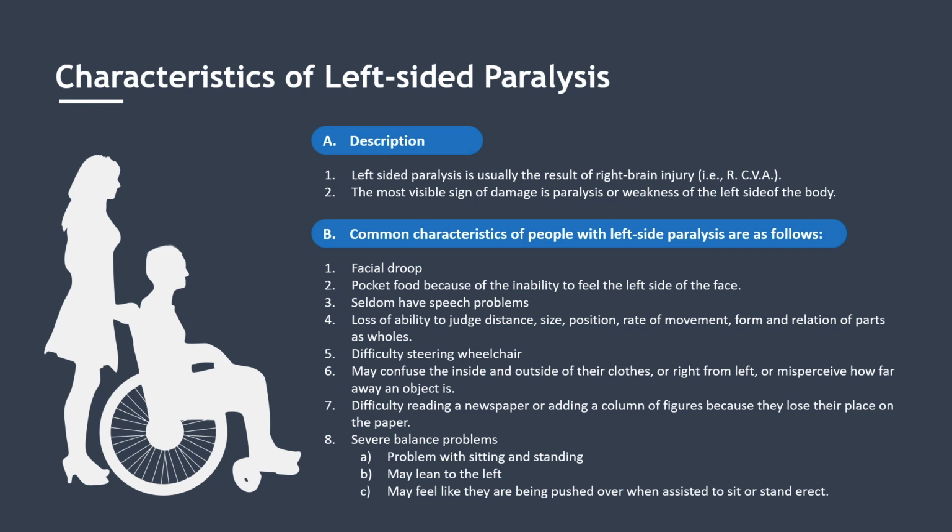of movement, form and relation of parts as wholes, difficulty steering wheelchair, may confuse the inside and outside of their clothes, or left from right, or misperceive how far away an object is. Difficulty in reading a newspaper or adding a column of figures because they lose their place on the paper. Severe balance problems, problem with sitting or standing, may lean to the left, may feel like they are being pushed over when assisted to sit or stand.